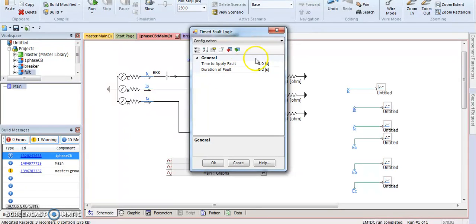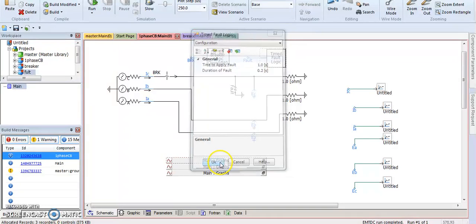So in this case we can put here 1 second. This means the fault will happen at second one and will last for a duration of 2 seconds. This means the duration of this fault is 2 seconds.